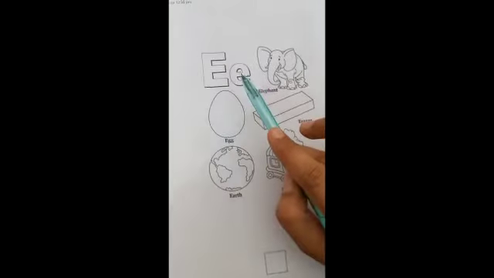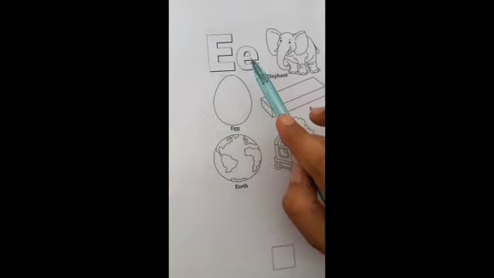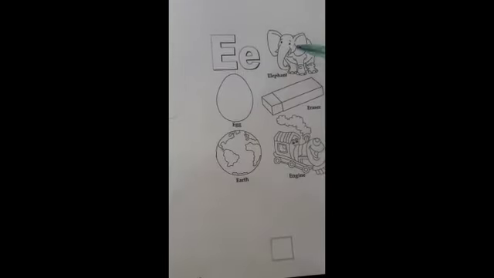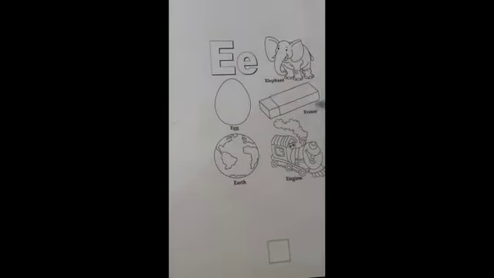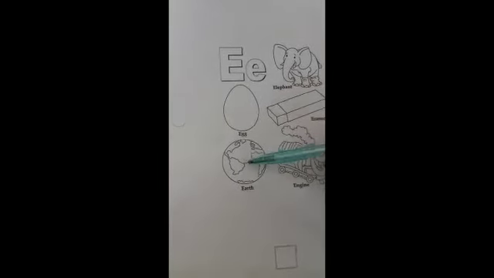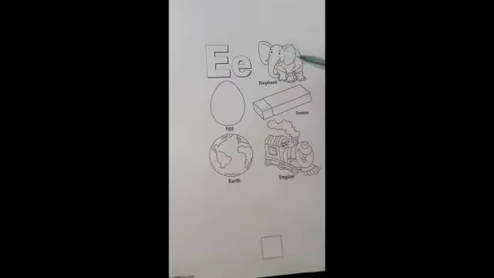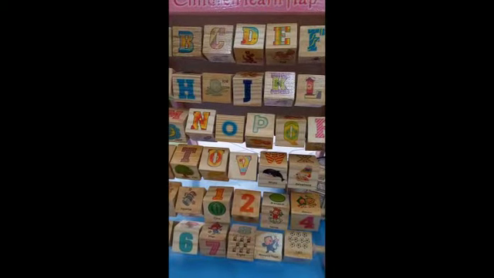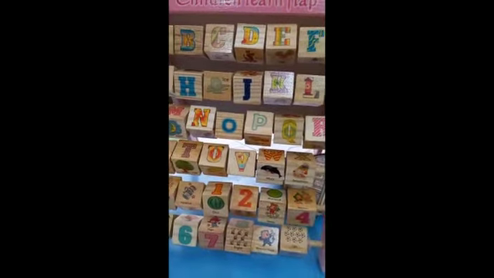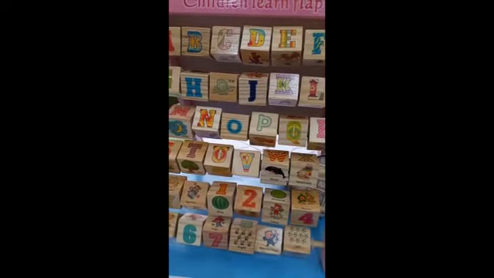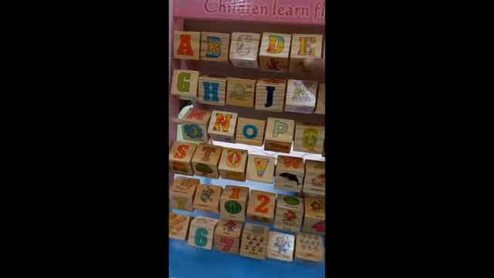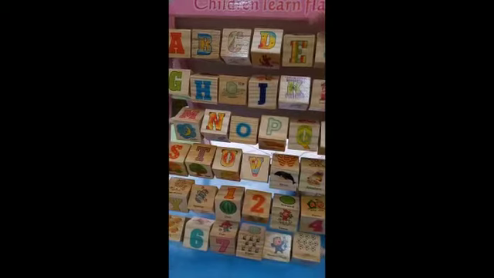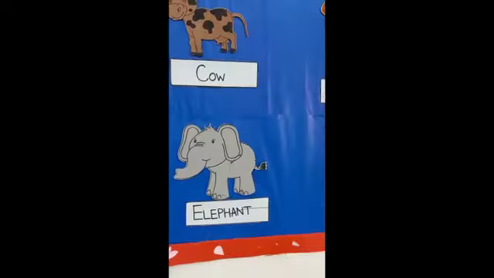Capital E and its small e and its sound is A. A elephant, a eraser, a engine, a earth, a egg. So these are E vocabulary words. Now students, let's have a look at this Children Learn Flap and identify where is E. So here is E. This is letter E.